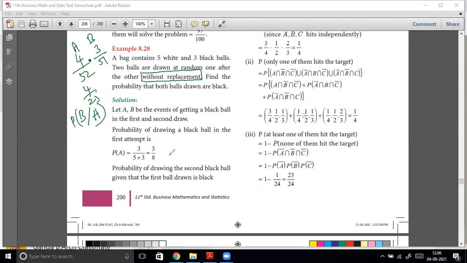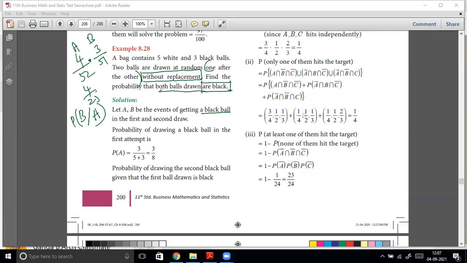Without replacement, 5 white balls and 3 black balls. The balls are drawn at random, one after another. Let A and B be the events of getting a black ball in the first and second draw. Both balls are black.